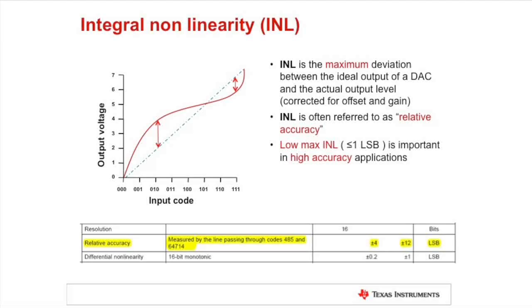Integral nonlinearity is very similar to differential nonlinearity, except rather than a code-to-code measurement, INL is the integration of all DNL measurements. Think of it as the result of all DNL errors stacked up on top of one another. In the graphic on this slide, the first region of the transfer function may be the result of sequential positive DNL errors. Meanwhile, the second region of the transfer function is the result of sequential negative DNL errors. INL describes exactly how linear the linear region of operation of a DAC really is. Finally, it should be noted that INL is corrected for offset and gain error.